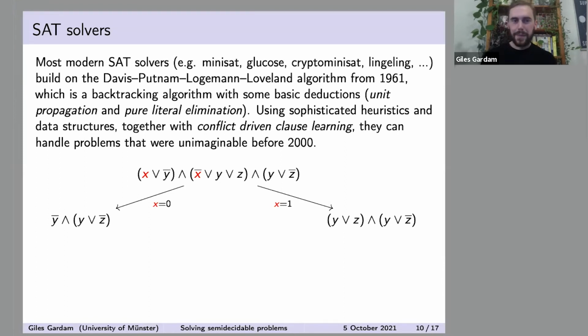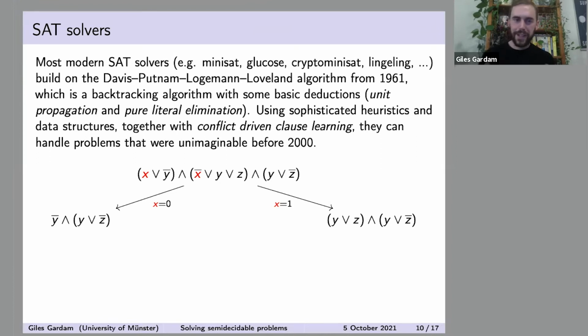This algorithm is a backtracking algorithm with some basic deductions. So backtracking means we're going to try assigning variables to true or false and see what happens, how the formula simplifies, and then recursively make more and more assumptions until we either find a satisfying assignment or realize that we've made a mistake, and then we go back and try again. So a sort of recursive call tree. And we have some basic deductions: unit propagation, pure literal elimination.